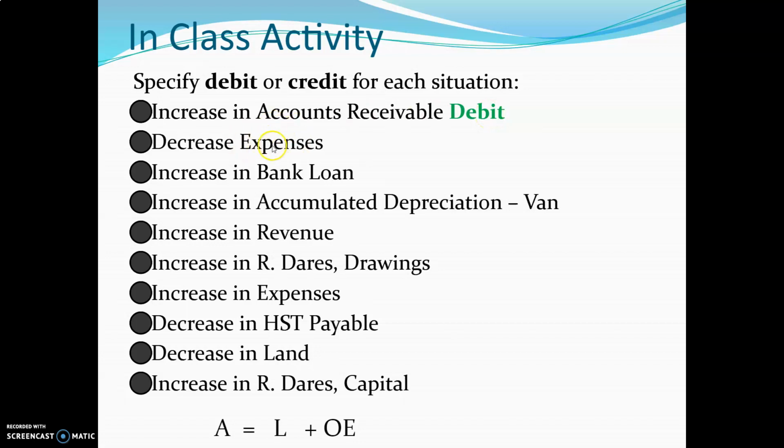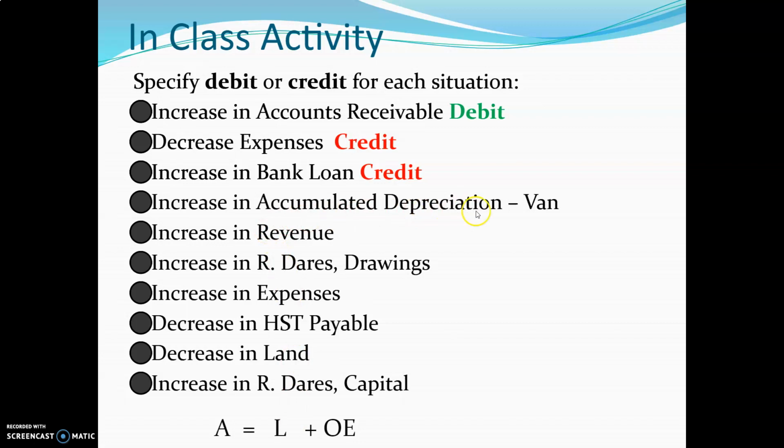What about a decrease in expense? So again, I'd encourage you to pause and try to do these on your own before you get to see the answers. Having now taken the chance to go through these on your own, let's take a look at what the answers are. A decrease in expenses. Well, this is usually increased with a debit, so if this is a decrease, it should be a credit. Increase in a bank loan. Well, this is a liability. It is on the right side of the equation, so if we're increasing it, it is going to be on the right side, which means it is a credit.